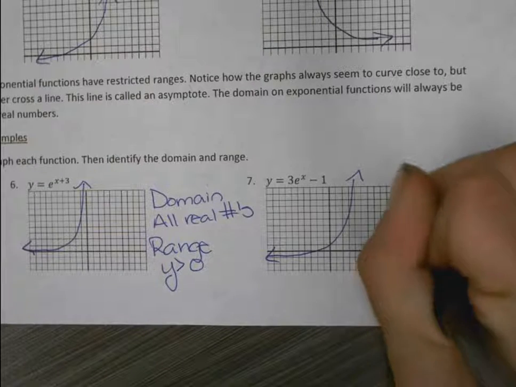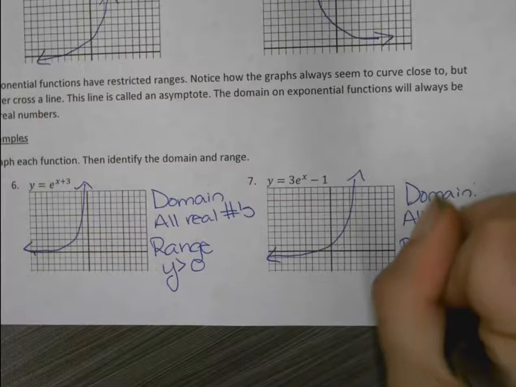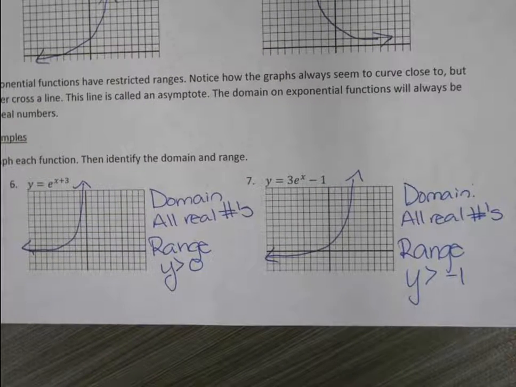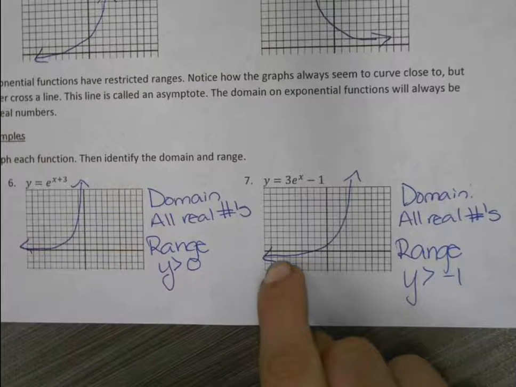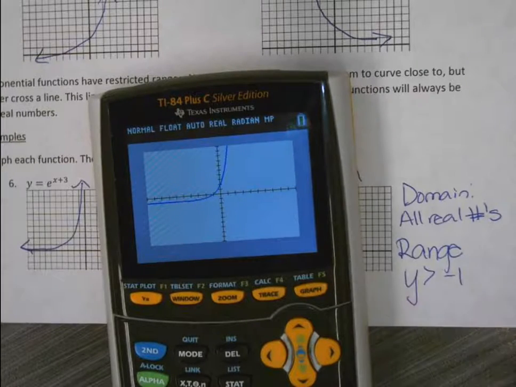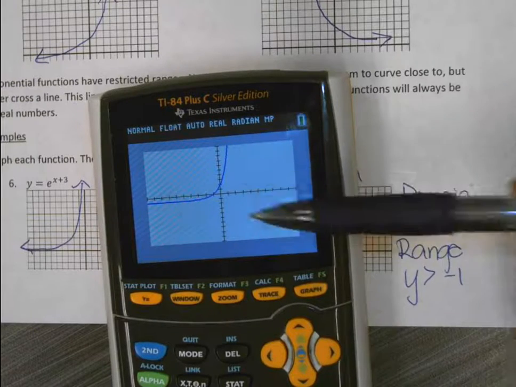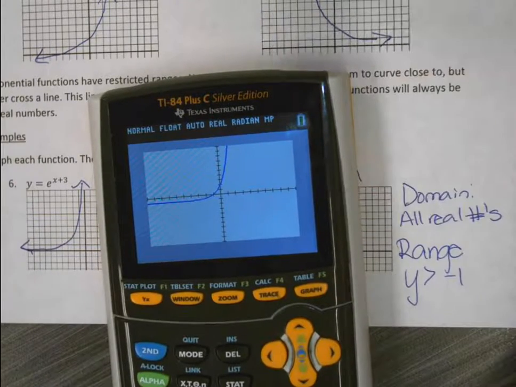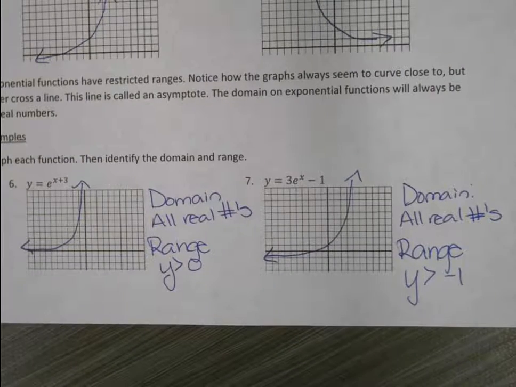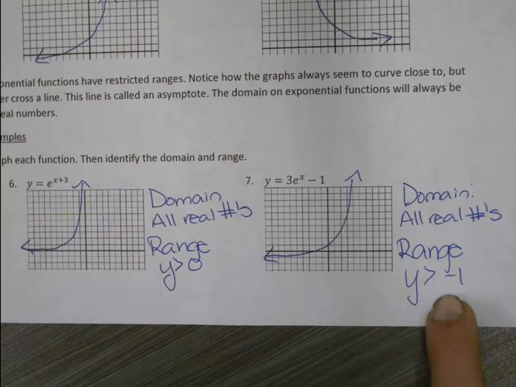Okay. My range here. -1. But just greater than, not equal to, because it's shifted down 1. If I actually look at this calculator, it flattens out at -1. I'm looking up and down for range, and my lowest point is -1. From there, it keeps going upward. Also, if I look at my equation, it's got -1 at the end, and that's where this -1 is coming from.